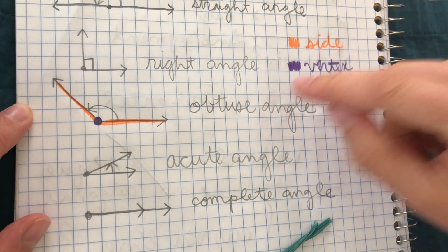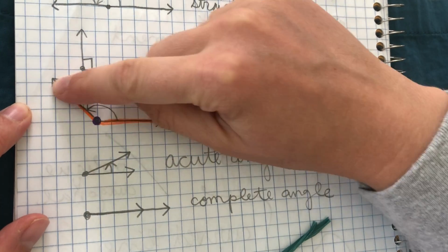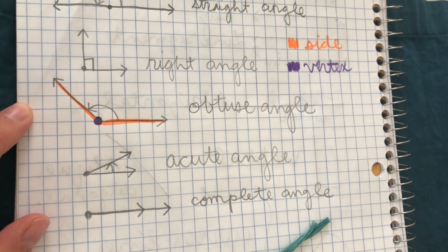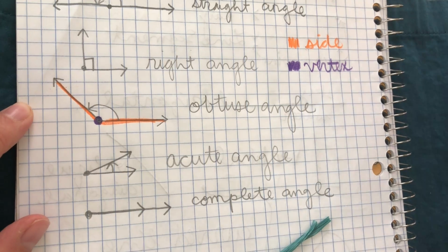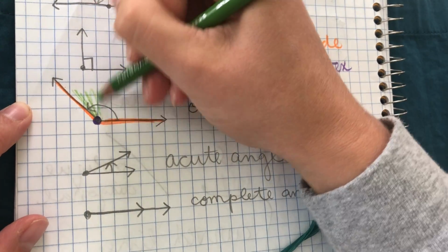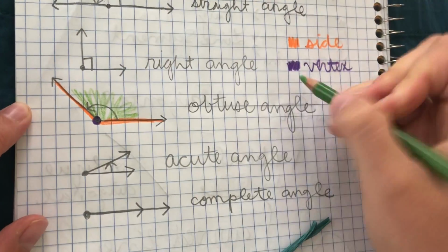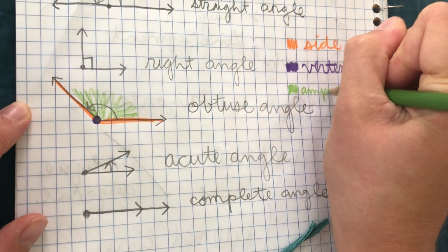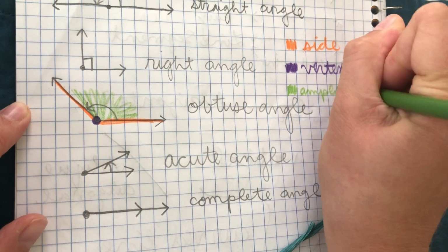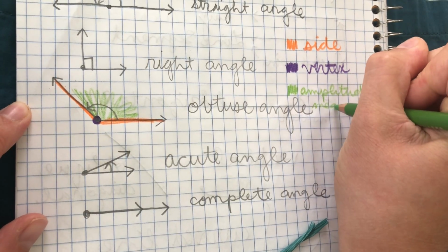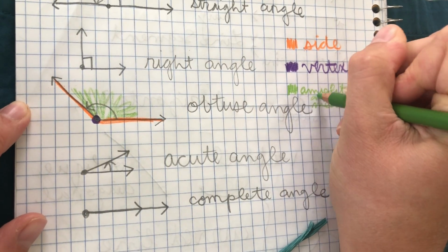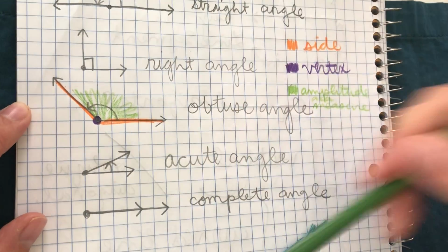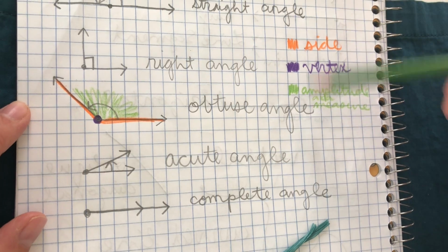And then this part here is called the amplitude or the measure of the angle. And I'm going to color that in a light green. So light green is the amplitude or the measure. All right, so if you want, you can go back and color code all your different angles for the different parts.